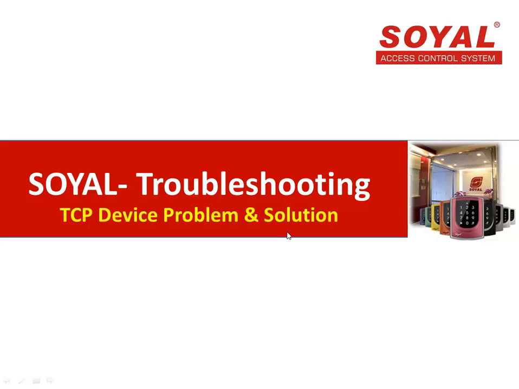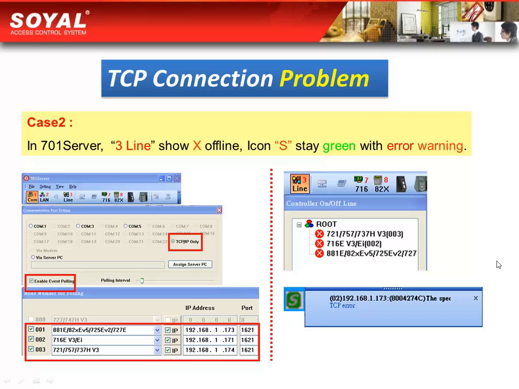Fourth topic, TCP device problem and solution. Here is case 2 for a TCP connection problem. The customer insists his setting in 701 server is correct, but device shows offline. Here, in red with an X. The warning message keeps popping out, TCP error. Okay, let's analyze the case together.